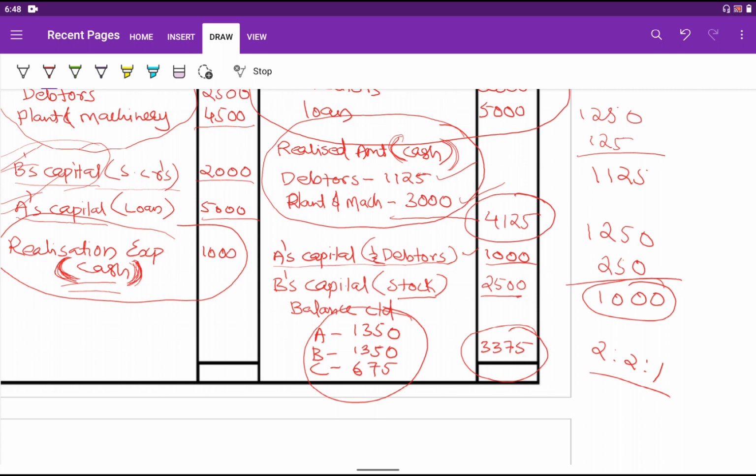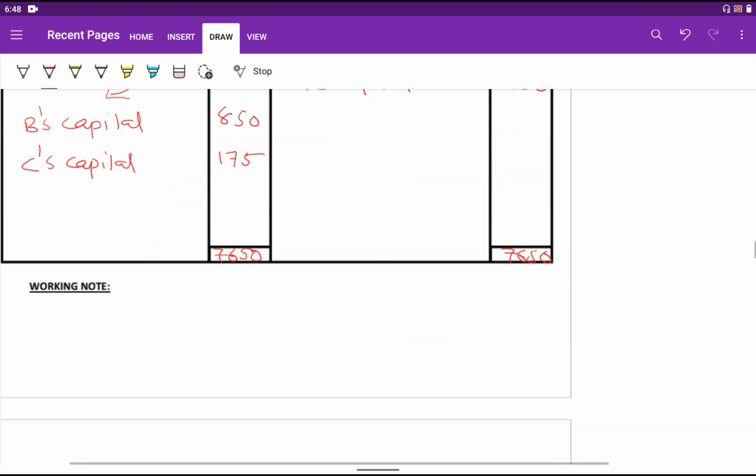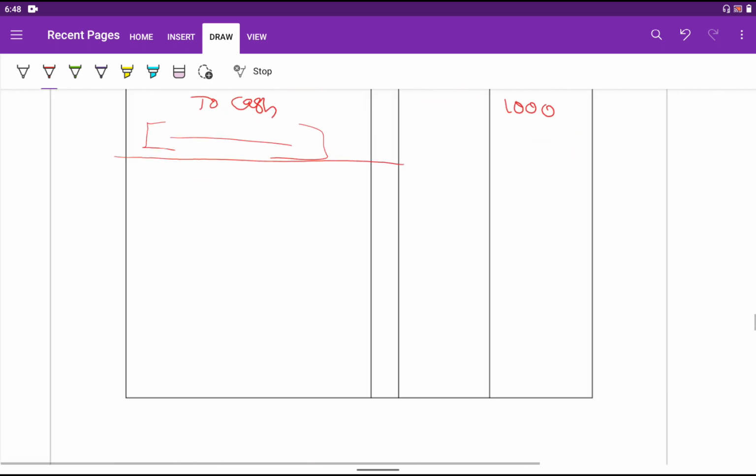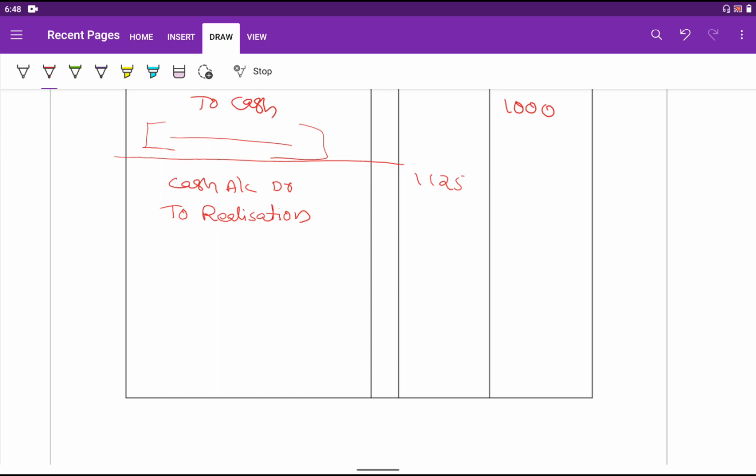Cash account debtor to realization for debtors, and for plant and machinery also cash account debtor to realization. Okay, so cash account debtor to realization. How much? 1125, for what? For debtors. Debtors realized, you can write as narration, debtors realized.